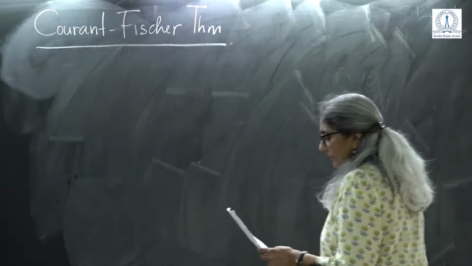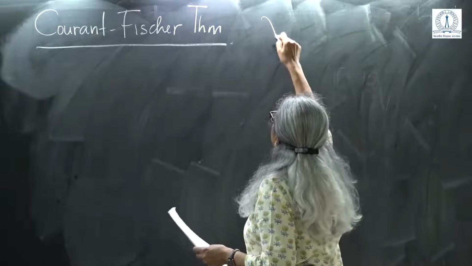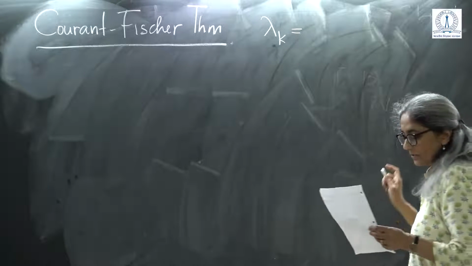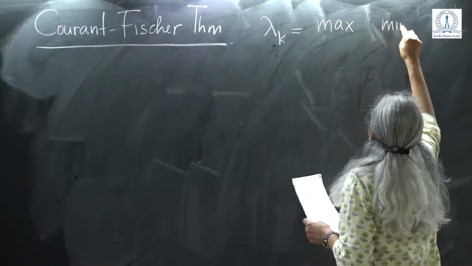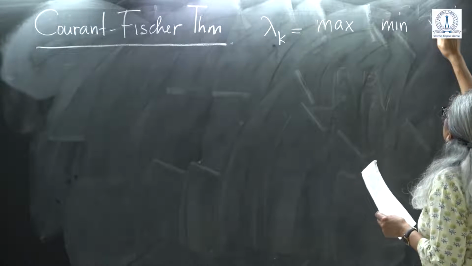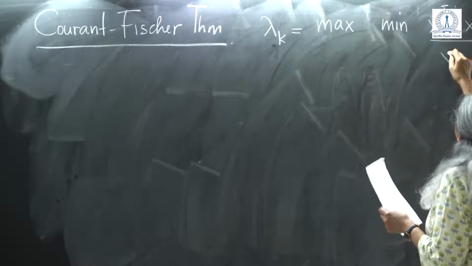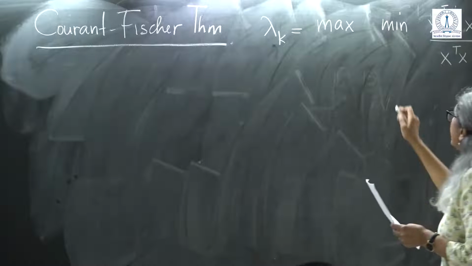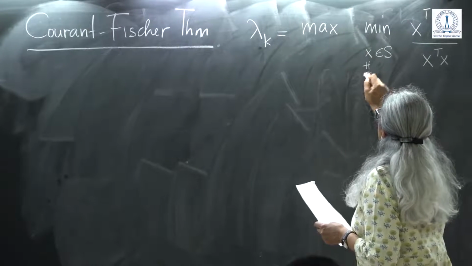This is a really, really important theorem. It says that lambda k, and I'm only talking about the Laplacian, is the max of the min of the quadratic form divided by x transpose x. This is the Rayleigh quotient. So it's the min over all x's in S that are not zero.